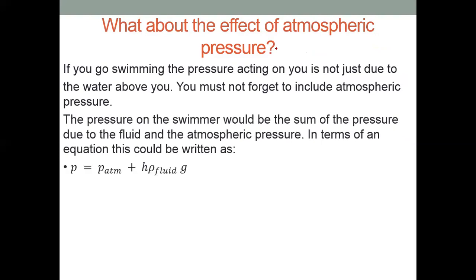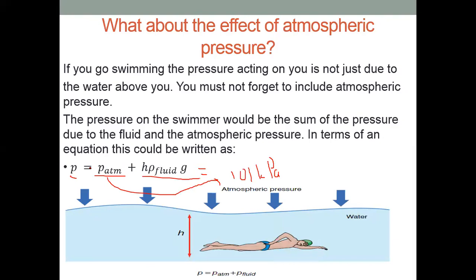So we are going to use this formula: pressure equals atmospheric pressure plus liquid pressure to find the total pressure on a body, okay? Remember, the atmospheric pressure at sea level is 101,000 Pascal, or 101 kilopascal. So let's do a question about this.